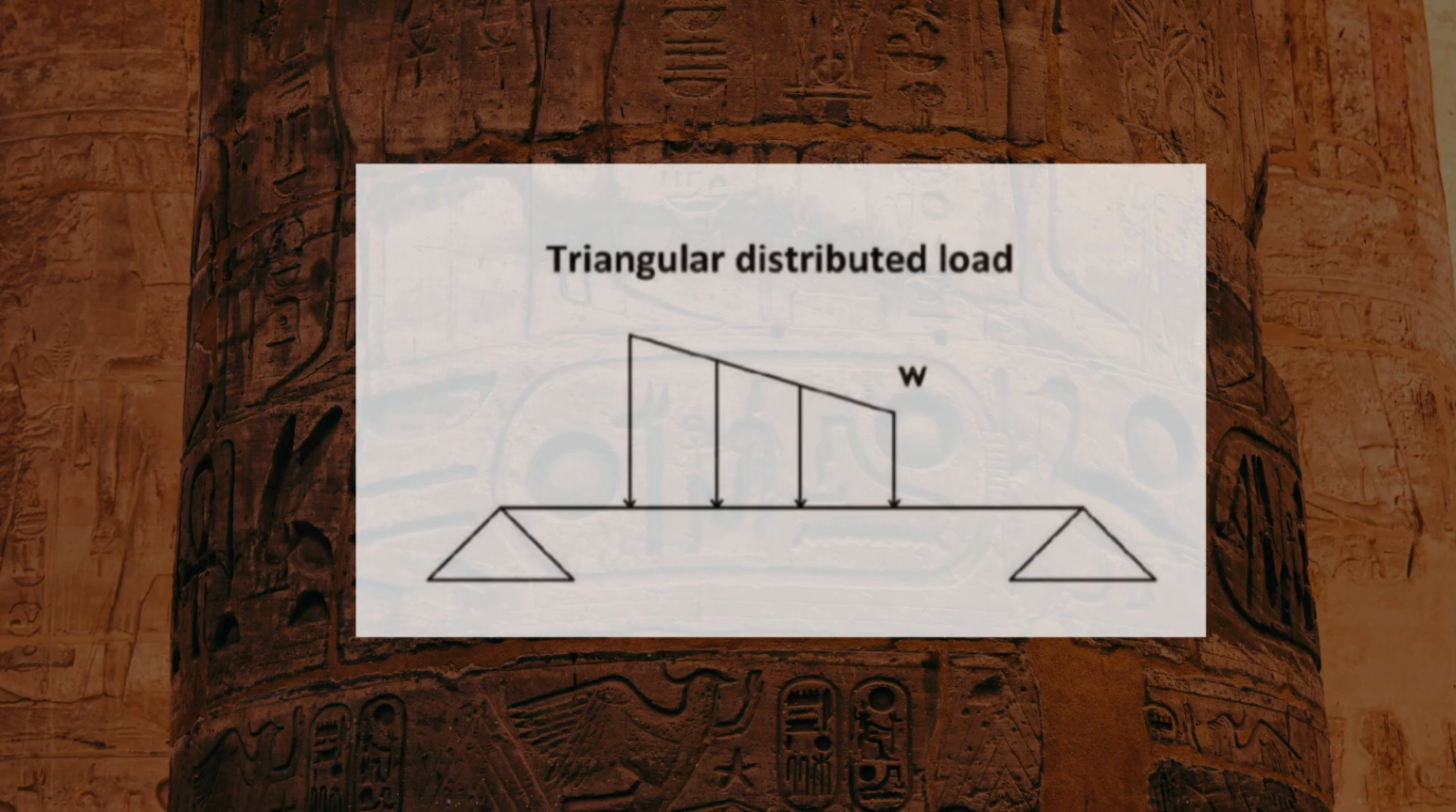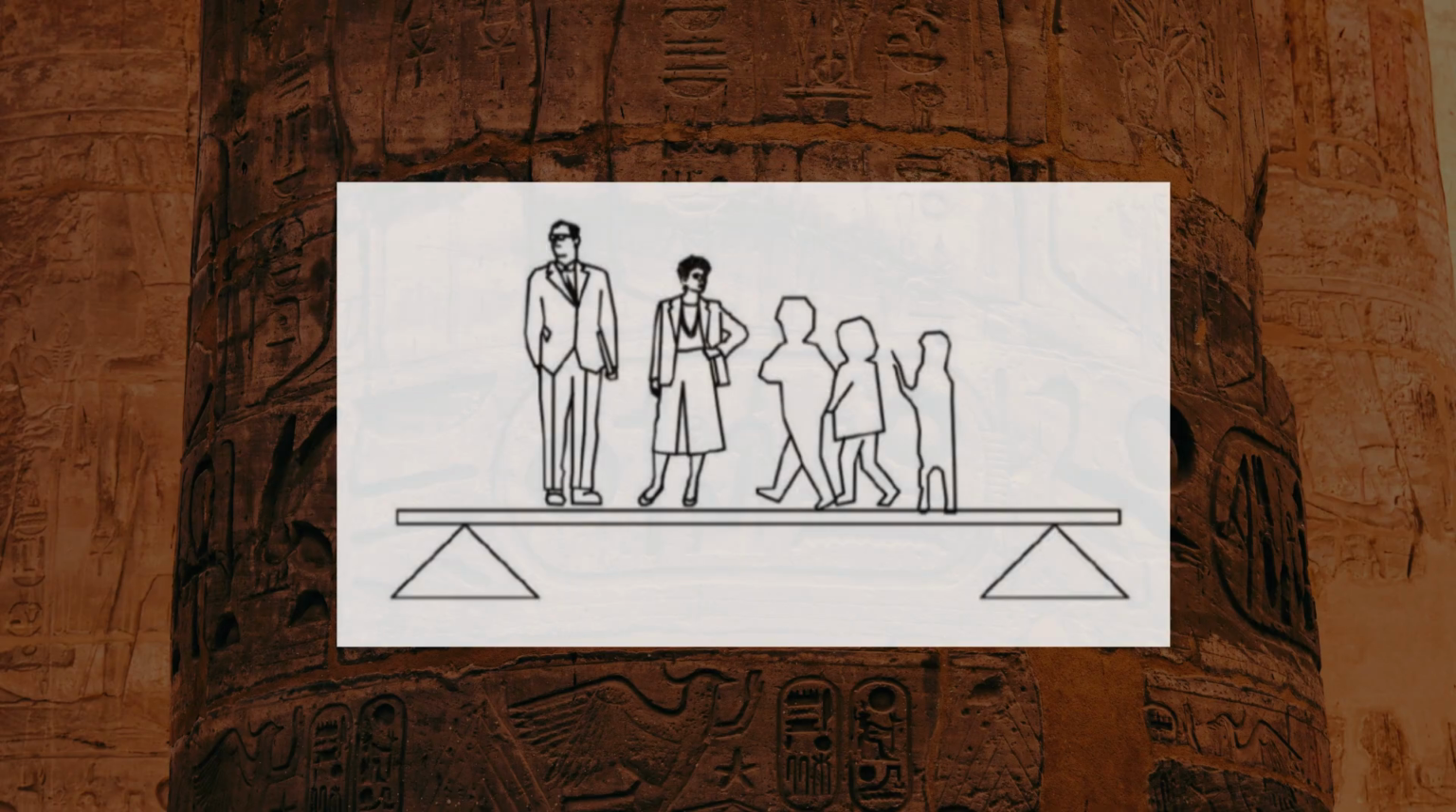Number three, the triangular distributed load. This is when a load is really heavy on one end and gradually tapers off to zero on the other end. You see this a lot in retaining walls, where the soil pressure is highest at the bottom and zero at the top. On our plank, it looks like a crowd of people bunched up on one side, getting sparser toward the other end.